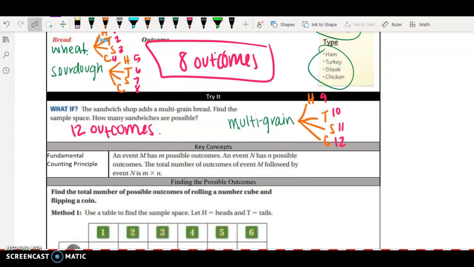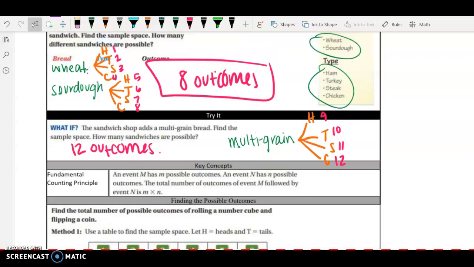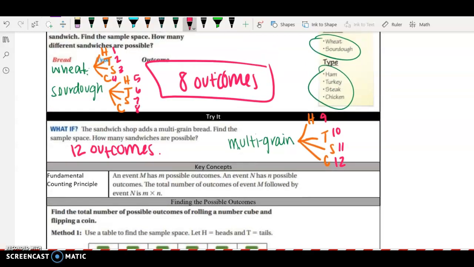The try it said the sandwich shop adds a multi-grain bread option. Find the sample space and how many sandwiches are possible now. So I just did the multi-grain and then I added my branches. There are still 4 types of meat that you could put on the sandwich. Since I ended with 8 on the top part, I just continued my counting. So with multi-grain, I had 4 more options: 8, 9, 10, 11, 12. And so I had 12 possible outcomes.